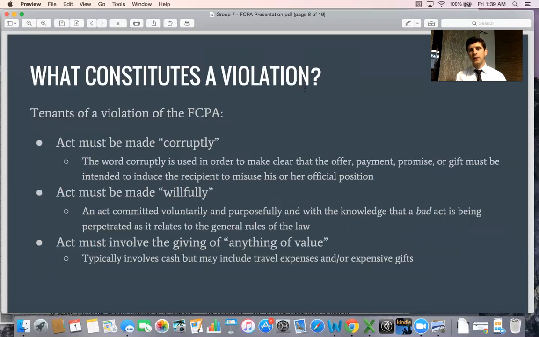What constitutes a violation? It must be made corruptly, so you are attempting to bribe a foreign official. It has to be willful, and it also has to involve giving anything of value. It doesn't have to be money. It could be gifts and other kickbacks that have a monetary value of some sort.